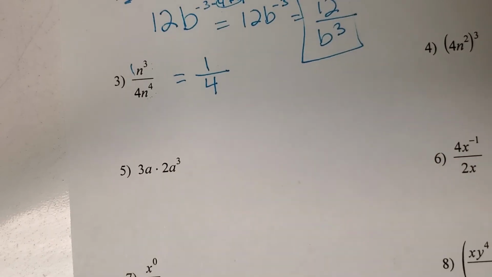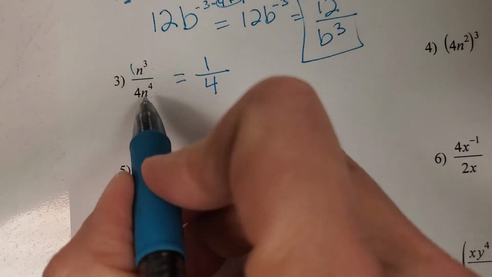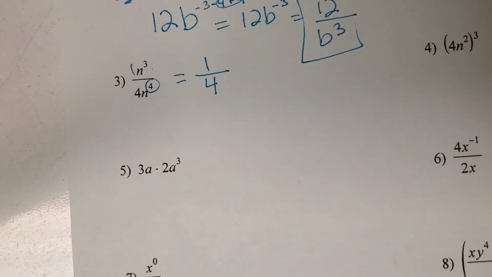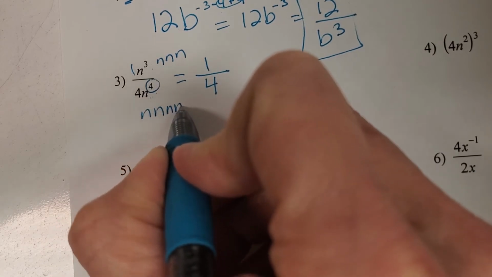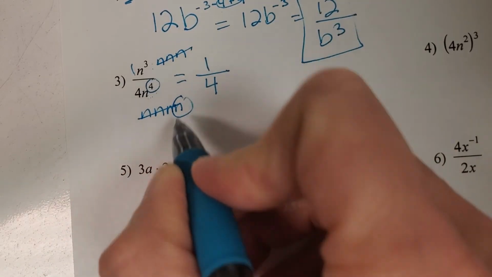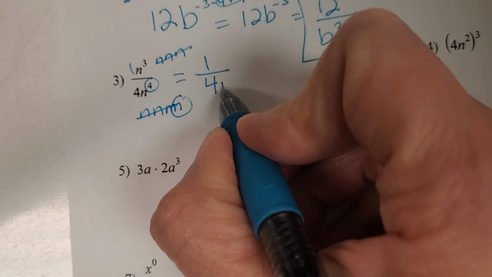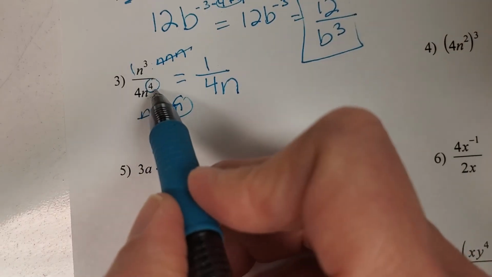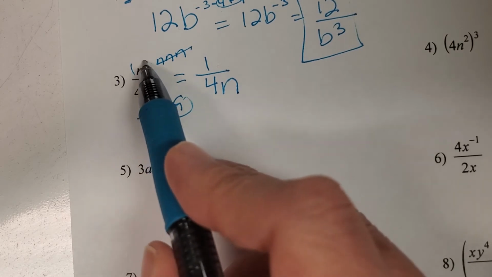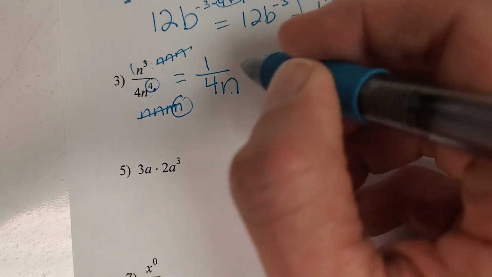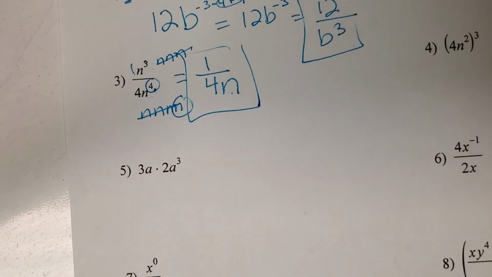The way I tend to do it is I look and see on my n's that the 4 is bigger. That means I have 3 n's up there, 4 n's down here. 3 are going to cancel. I'm going to be left with 1 down there. So that's kind of how I think of it. Another way to do that would be wherever the bigger exponent is, subtract that way. So 4 minus 3, and then they're going to be left down here. So my answer is 1 over 4n.